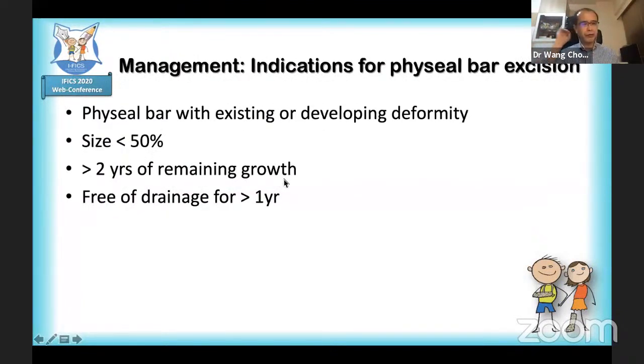So the mere presence of a physeal bar is not an indication for excision. The physeal bar is indicated for excision only when there is evidence of a growth disturbance with existing or developing deformity. The physeal bar is indicated for excision if it's less than 50% of the size. Excision of a larger physeal bar usually results in recurrence of bone bar formation. And the patient should have at least 2 years of remaining growth. And if the physeal bar is secondary to an infective cause, the area should be free of drainage for at least 1 year.